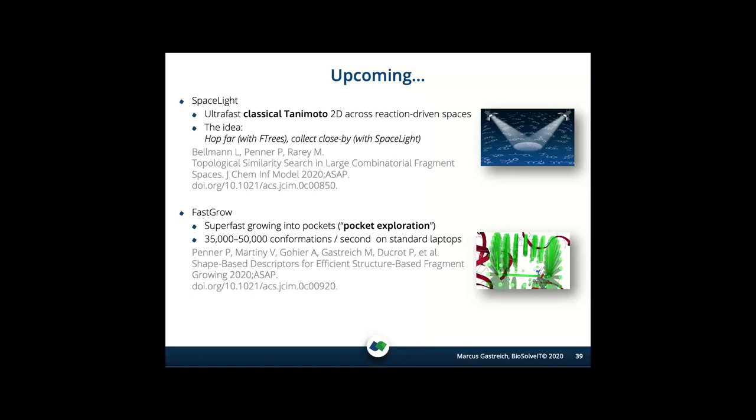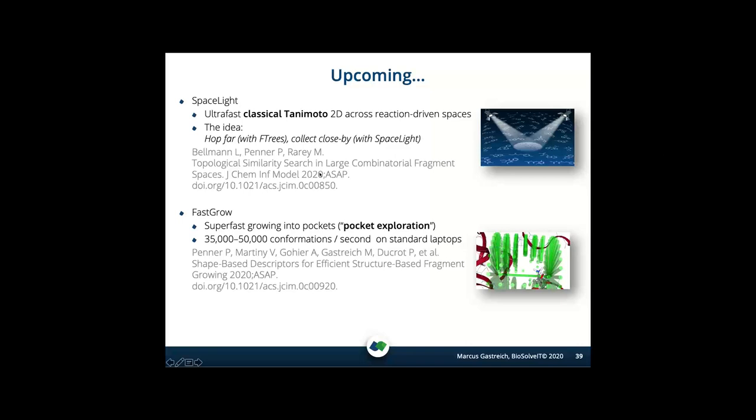Again, I mentioned this. Why do we think that this is a useful tool? Well, because we do not only want to jump far, but we also want to be able to collect the close-by nearest neighbors using SpaceLight. That's what it's called. Here's the publication.